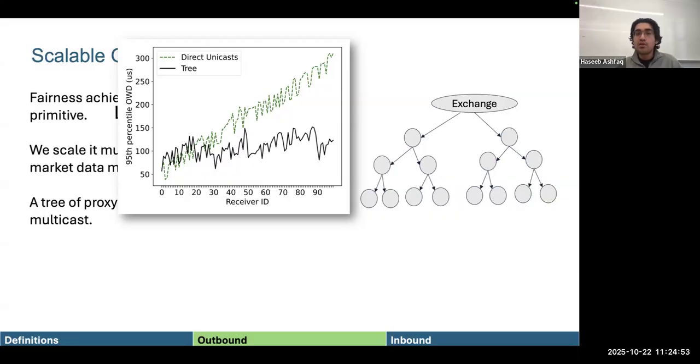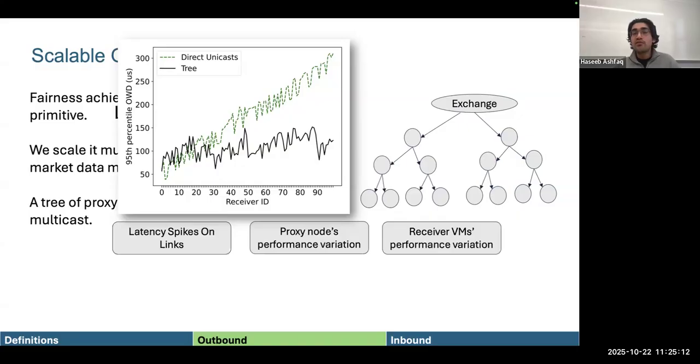So earlier, the latency to one receiver could be way higher than the latency to another receiver, which also makes defining deadlines harder. But now we have much more balanced latency, which leads to having better deadlines.